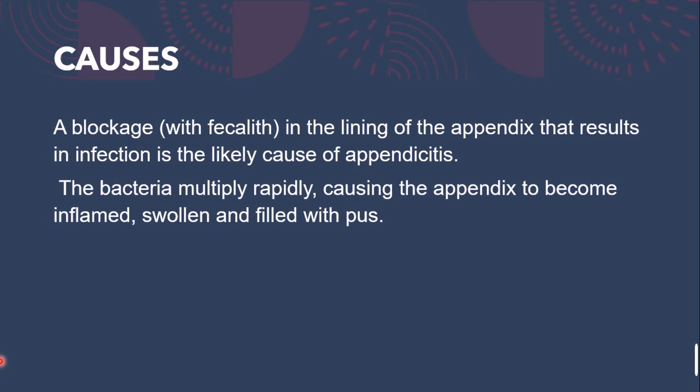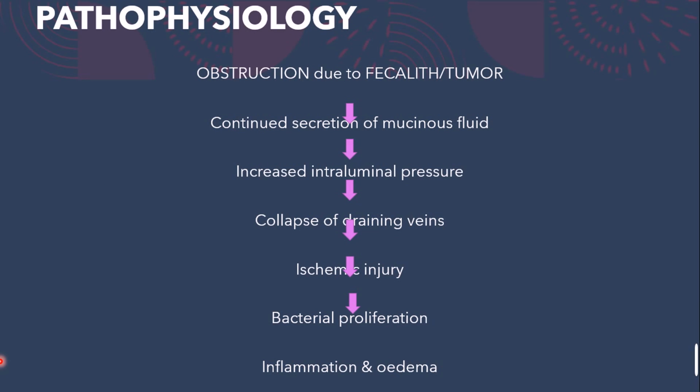So the pathophysiology says that due to obstruction there will be continuous secretion of mucinous fluid. The mucinous fluid is continually secreted over here to expel that content of fecalith which is held in your appendix region. Then there will be increased intraluminal pressure. This is also a mechanism of expelling that particle or fecalith or that dry hard stool out of the appendix into the cecum.